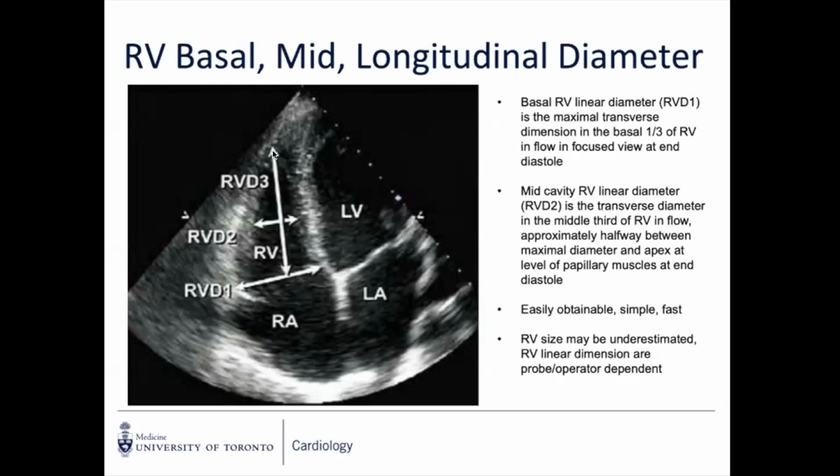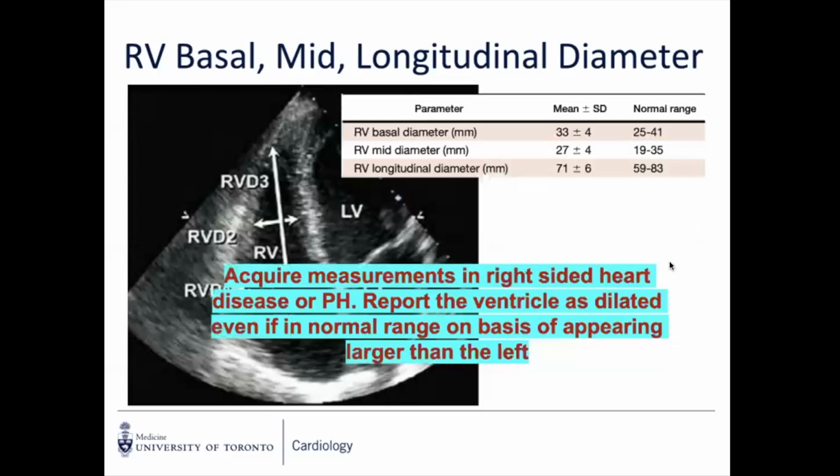Often the difficulty I've seen is that we're not able to appreciate the RV apex well, and so I don't see the longitudinal measurement done frequently. But we're generally able to get the basal diameter reasonably reliably. Again, we may underestimate RV size and linear dimension depending on the probe and the quality of the image. So the upper limit of normal for the basal diameter, the number to remember is 41. For mid, it's 35. And then for longitudinal, it's 83.